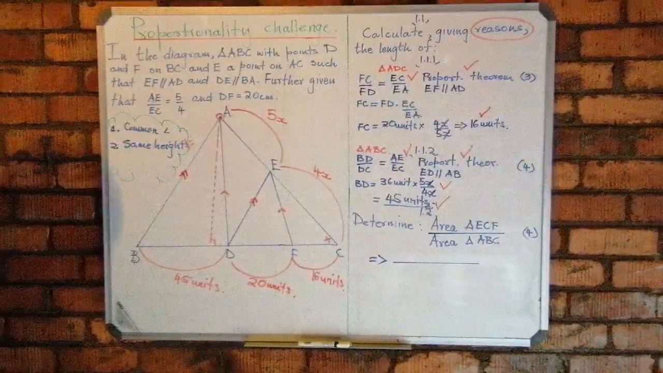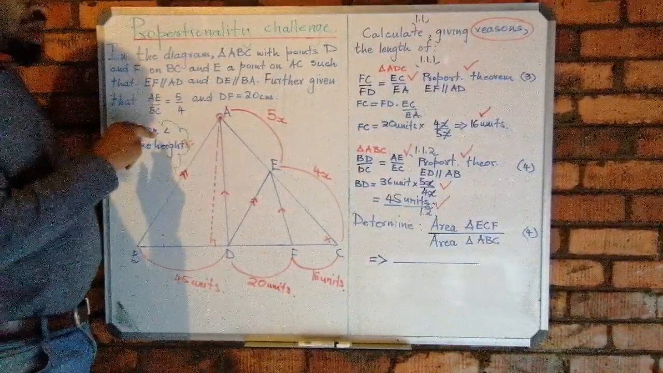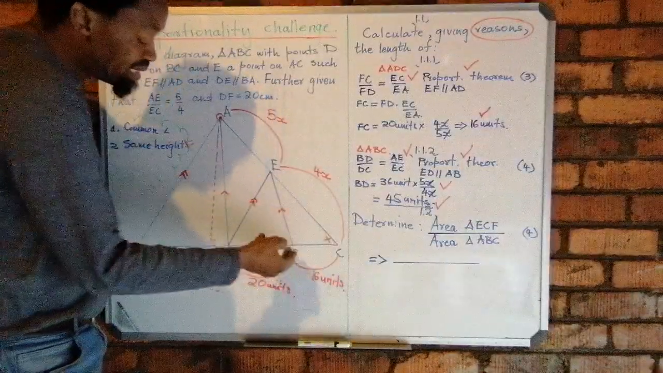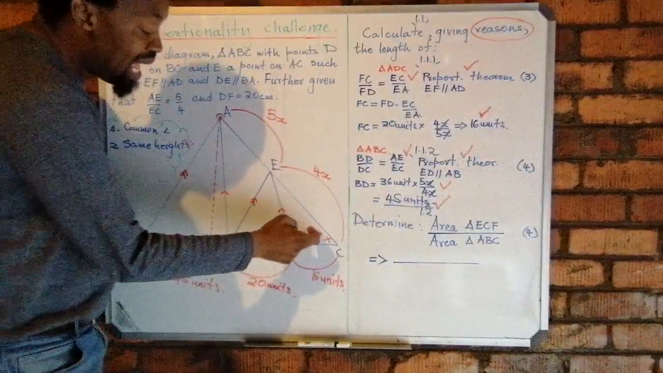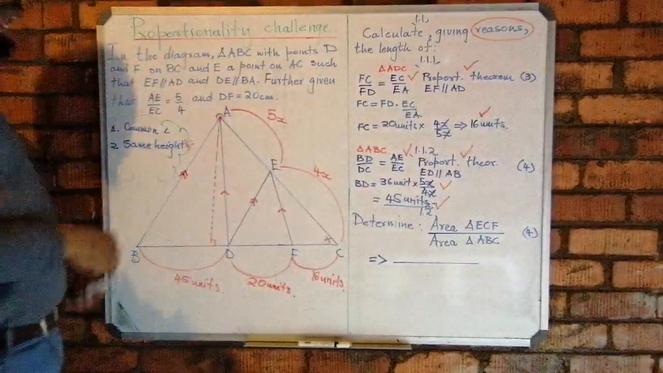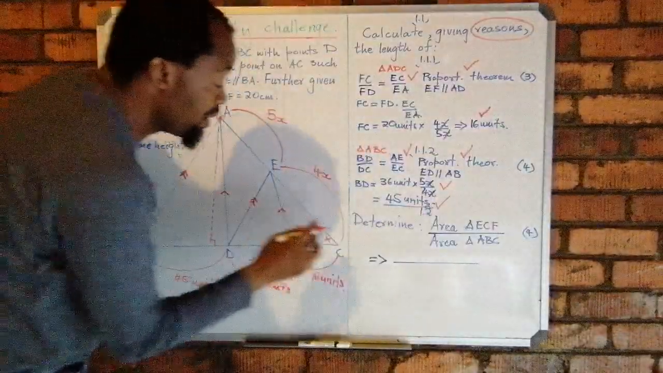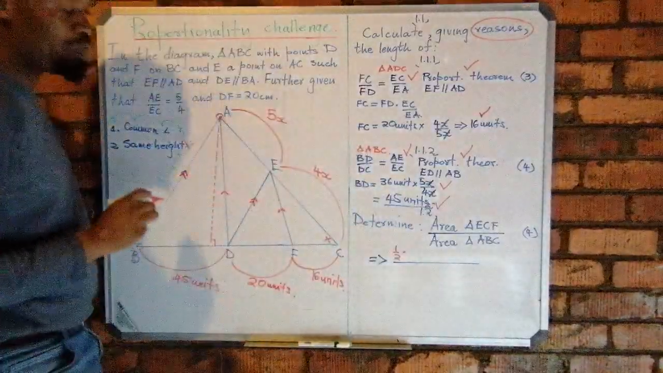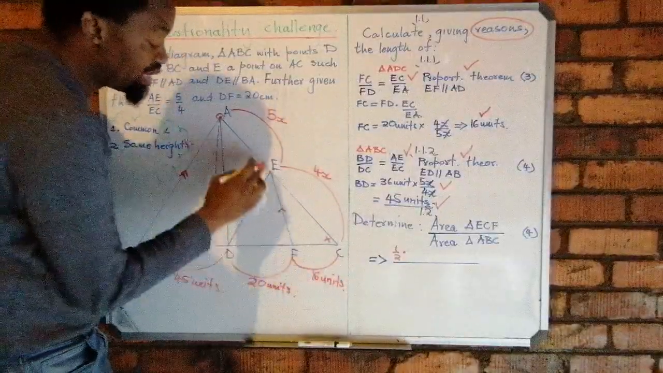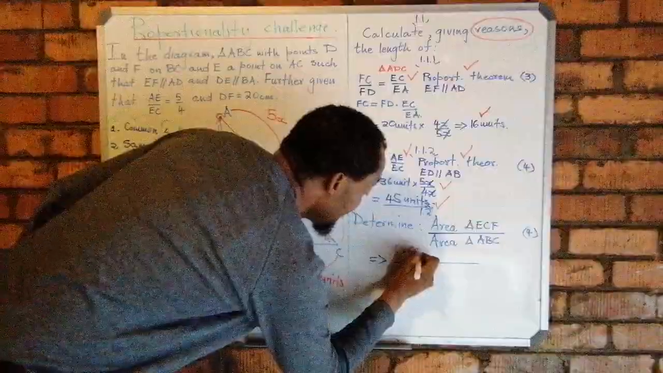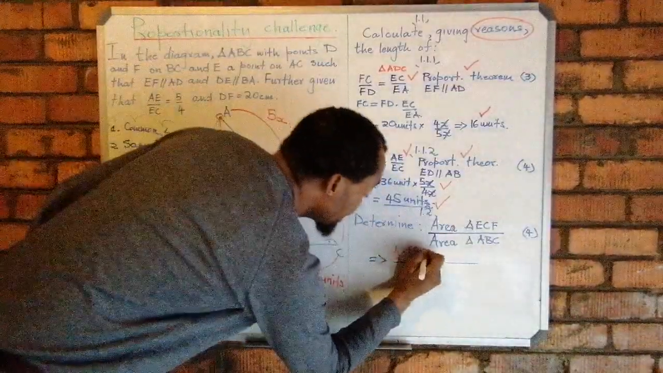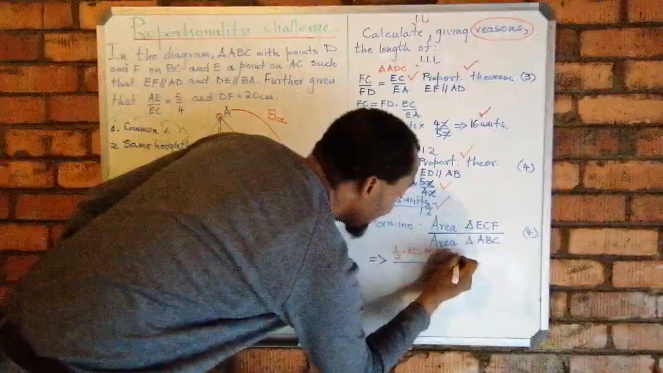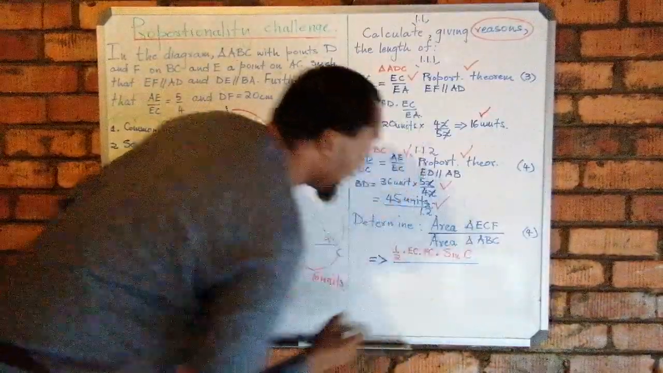Now, in that case, what do we do? When they share a common angle, I just take the two sides that are including the angle. I multiply them and I multiply them by half. In this one, I'm going to say for area of triangle ECF, I have got half multiplied by the sides that are including the angle. Half EC multiplied by FC, multiplied by sine of the included angle.